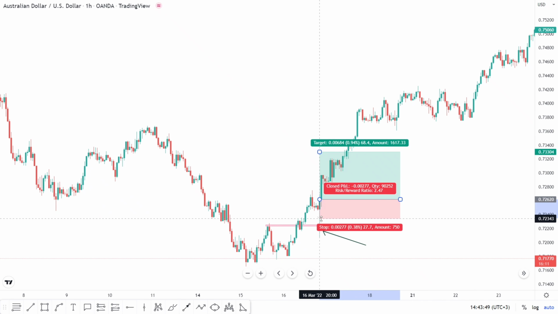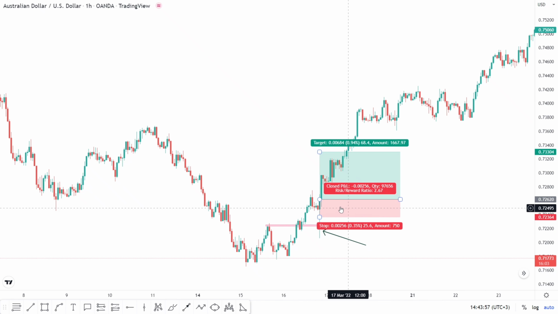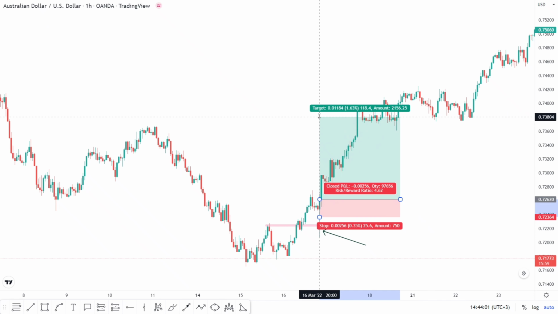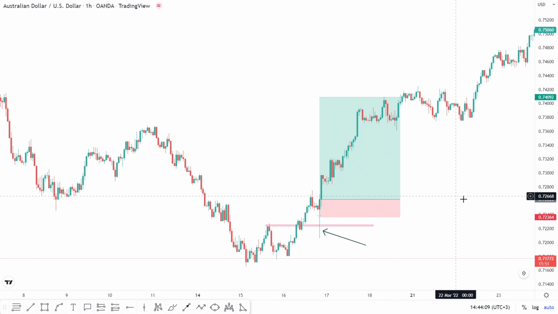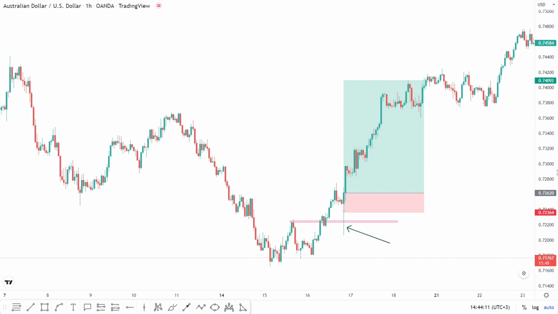You want to have your stop loss on AUDUSD somewhere above 25 to 30 pips. In this case, even 25 pips work because price never even dropped further to this zone. And price made an impulse move of about 147 pips, which is a risk reward of 1 to 5.75. So that's how you trade the W and M pattern.